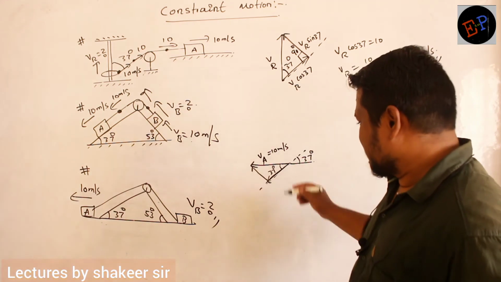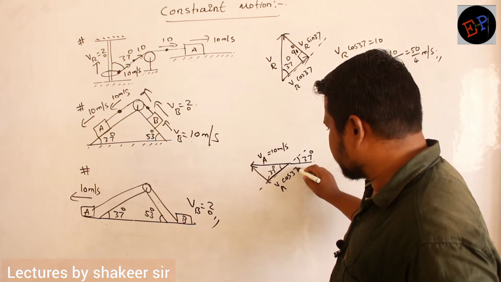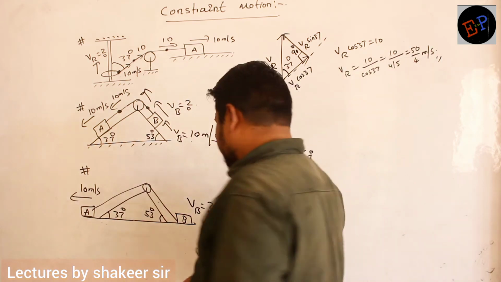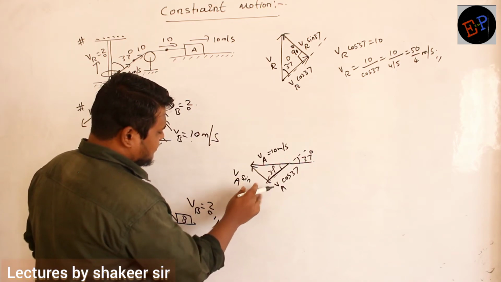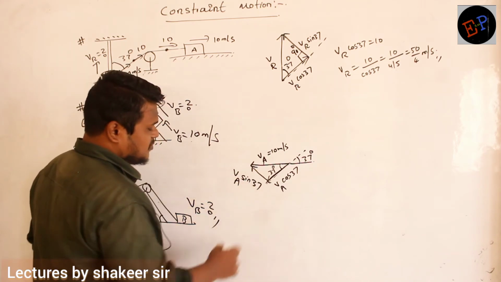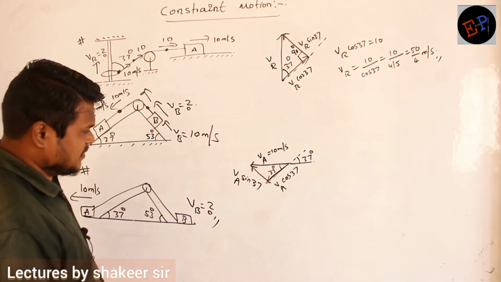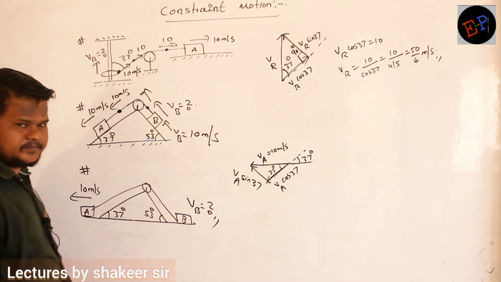Clear? So let us see. This is VA cos 37. Adjacent side is always cos theta. VA cos 37. Opposite side? VA sin 37. That's all. So what is VA cos 37? That is the velocity of block A in the direction of the rope.